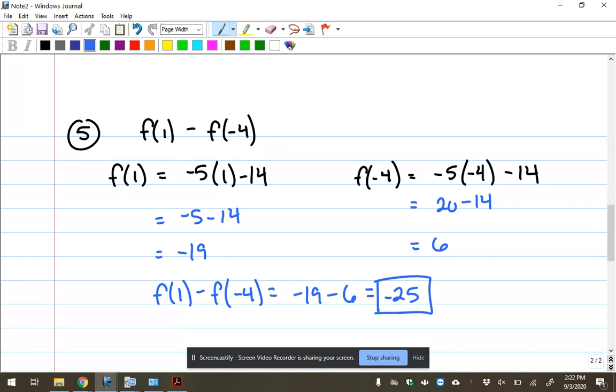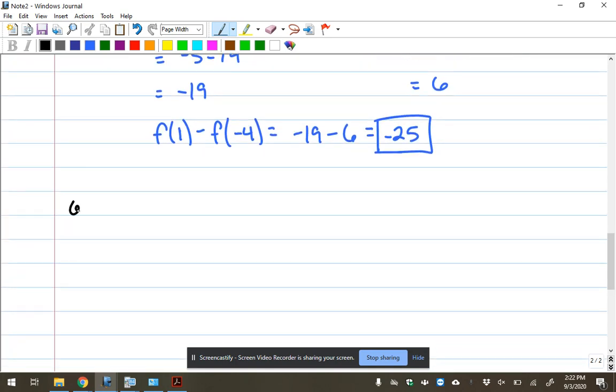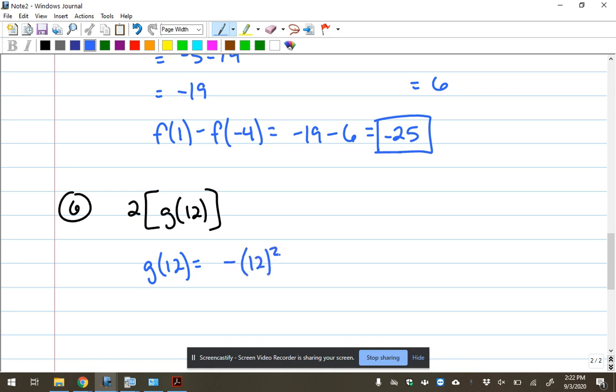Number 6, right there, we'll do that one. 2 times g of 12. Yeah, so we're going to find g of 12 and then double it. Yeah, that's exactly right. So g of 12 would be negative 12 squared plus 9 times 12 minus 1. So that'd be negative 144 plus 108 minus 1.